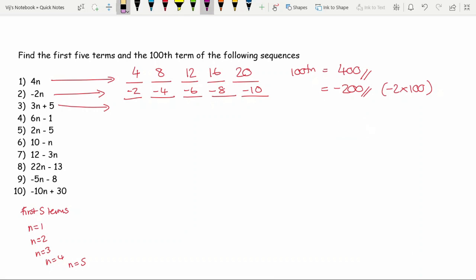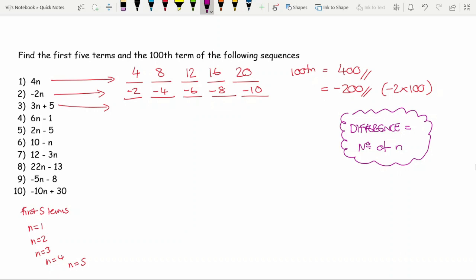So the key thing to remember is that the difference equals the number of n, or what we call the coefficient of n. So whatever number is in front of n, that's always going to be the difference. So with question 3, if I just get rid of this arrow, I can see that the difference is going to be positive 3. So the difference is plus 3.